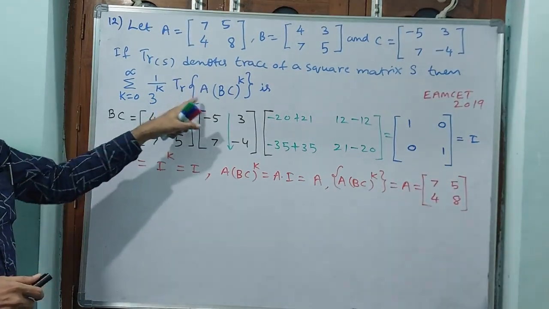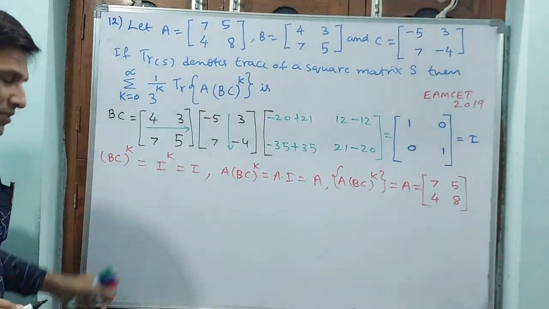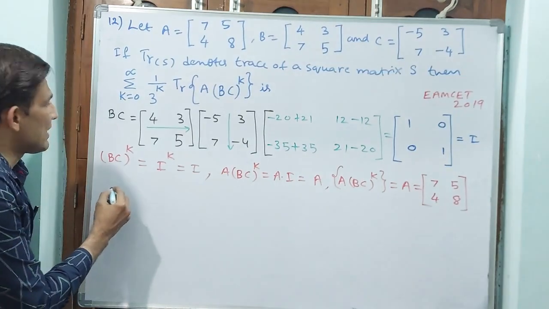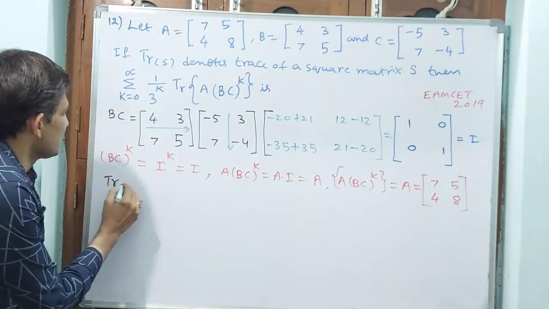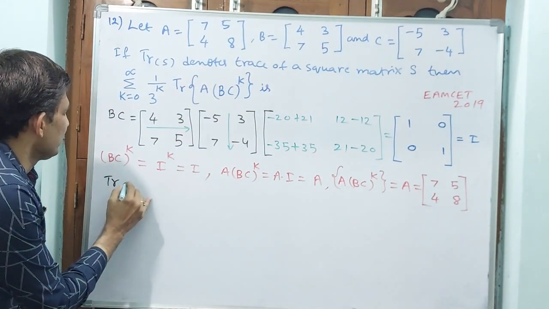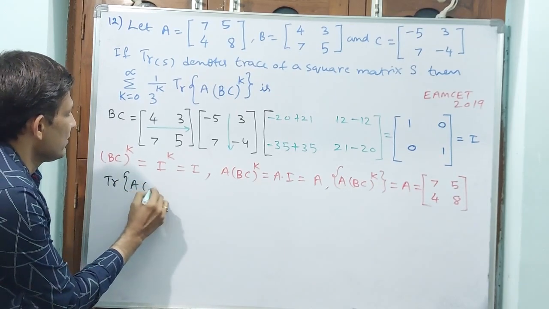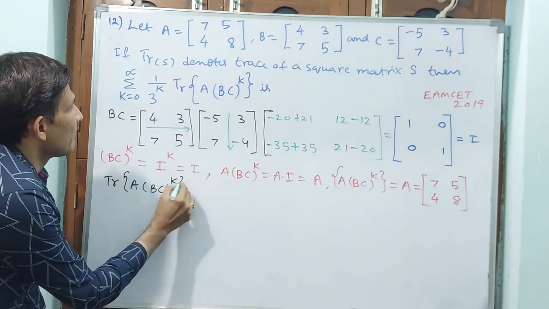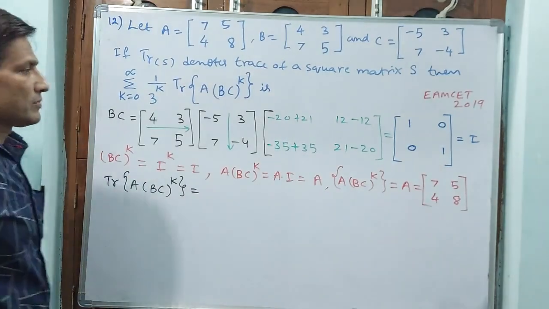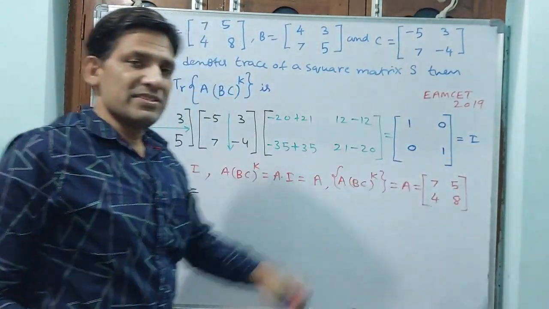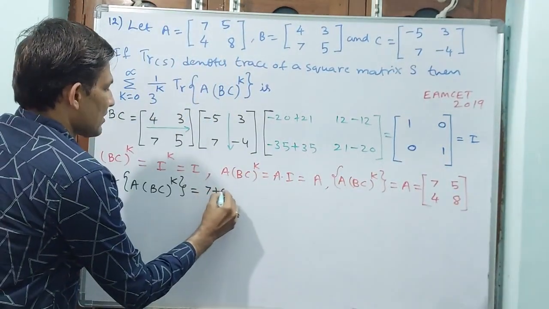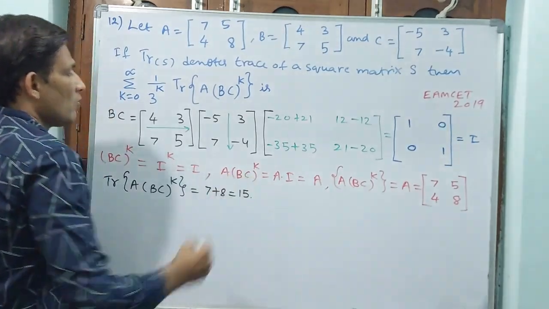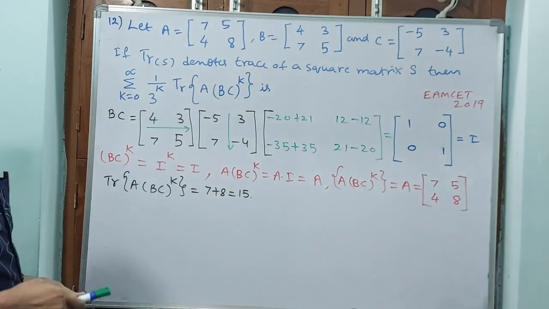We have got up to here, but trace we have not yet seen. Go for trace also. See what I am doing? Trace of ABC whole power k is equal to 7 plus 8, 15. Okay? Now go for this.